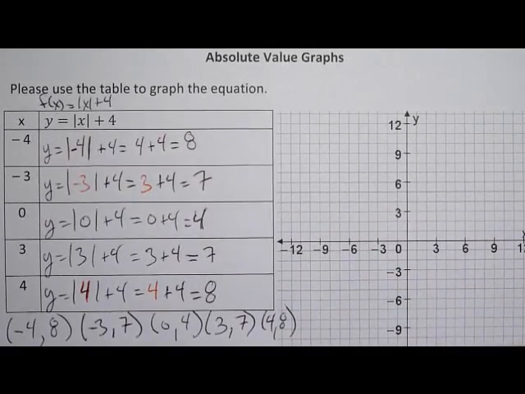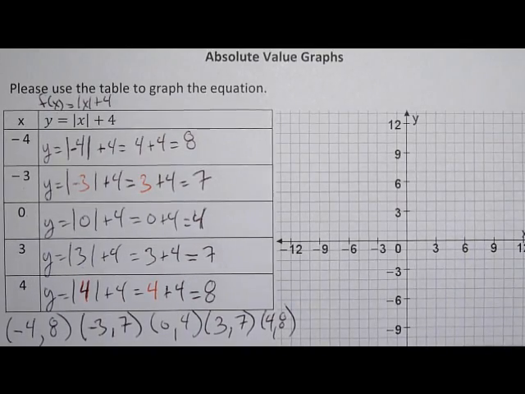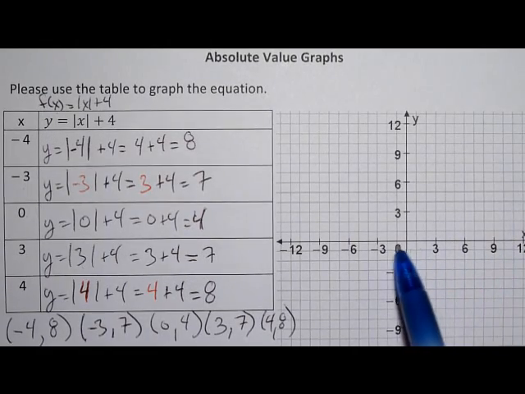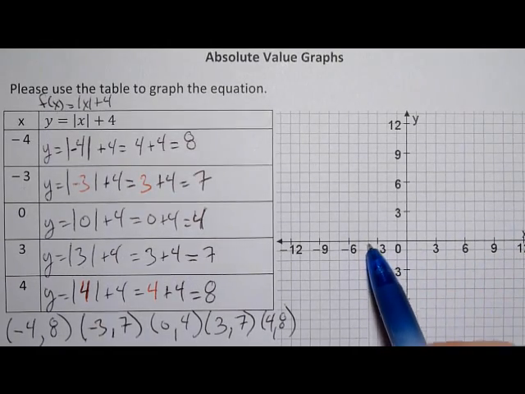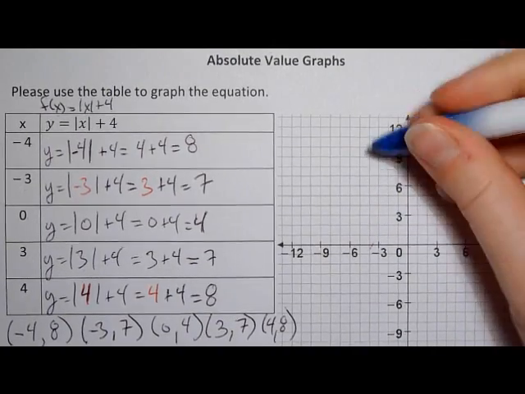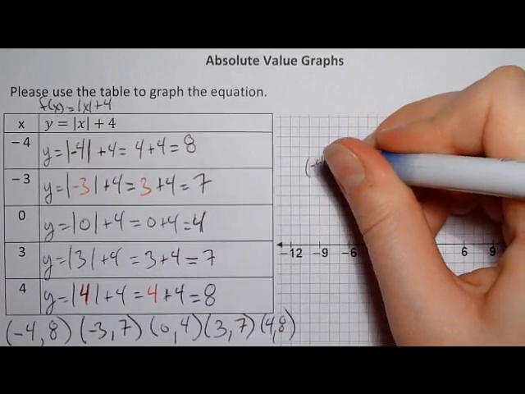Now I have a whole bunch of ordered pairs. Remember, it's always x comma y. So if I input negative 4, I go negative 4 on my x-axis and up to 8. So over negative 4, up to positive 8, place my point. I'm going to label it negative 4 comma 8.